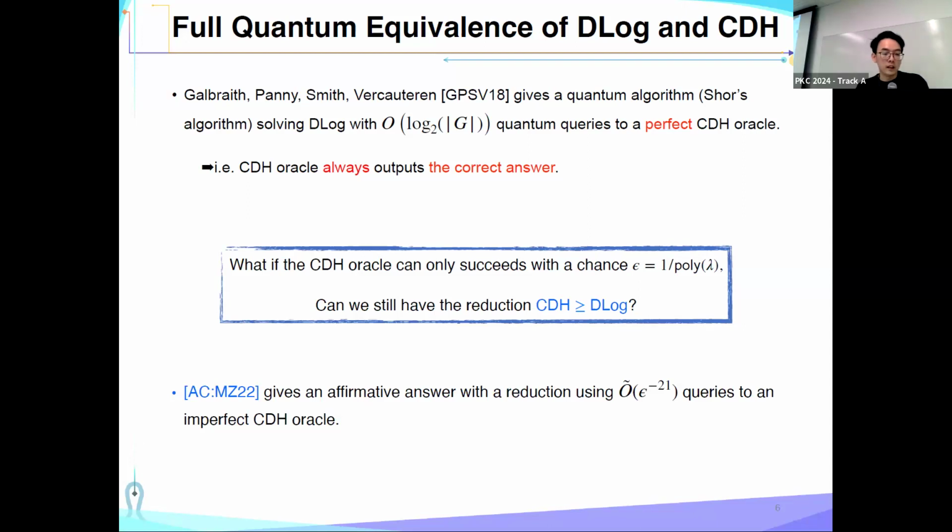Luckily, Montgomery and Zhandry, one of the best papers at Crypto 2022, give an affirmative answer with a reduction using O tilde of epsilon to the -21 queries to an imperfect CDH oracle. And as you can see, if we want this reduction to be practical, there's still room for improvement.